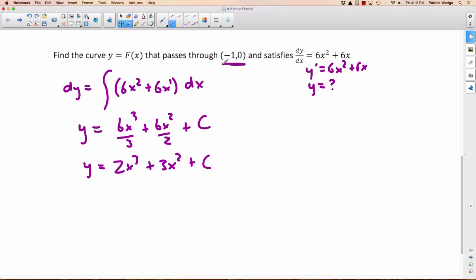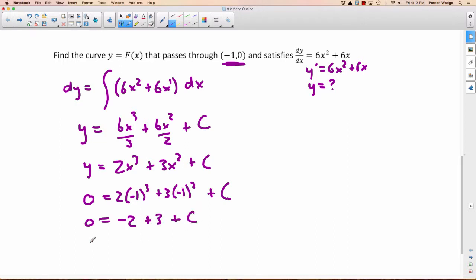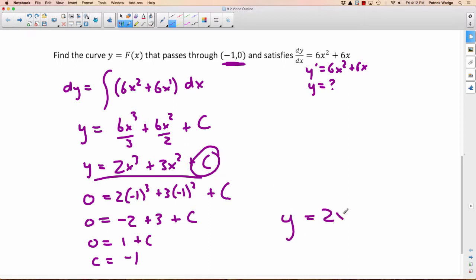We can do that because we know this information right here. Here's our x, here's our y. So when y is 0, we have an x value of -1: 2 times -1 cubed plus 3 times -1 squared plus c. We only have one unknown, so we can solve this. 0 equals -1 cubed is -1 times 2 is -2. -1 squared is 1 times 3 is 3 plus c. So we get 0 equals 1 plus c, or c equals -1. Great, we go back up to here, we plug the -1 in here, and we'll have our answer. Y equals 2x cubed plus 3x squared minus 1.